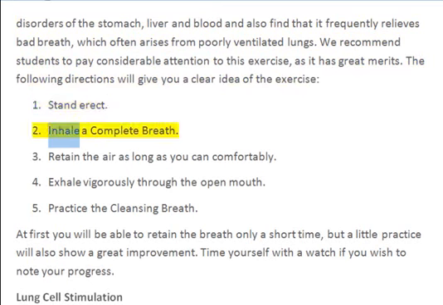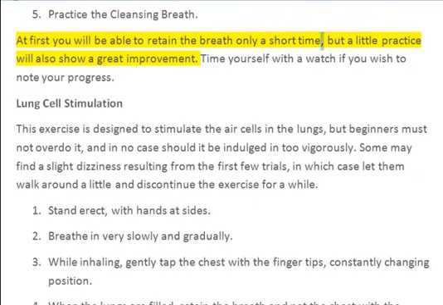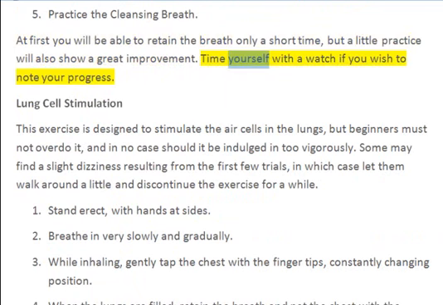Stand erect. Inhale a complete breath. Retain the air as long as you can comfortably. Exhale vigorously through the open mouth. Practice the cleansing breath. At first you will be able to retain the breath only a short time, but a little practice will also show a great improvement. Time yourself with the watch if you wish to note your progress.